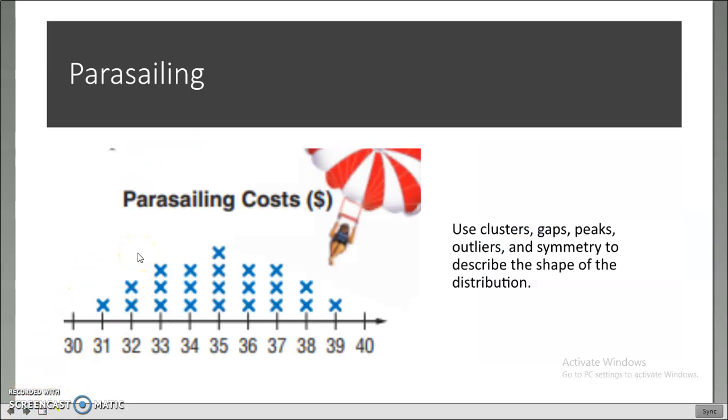All right, so let's do some examples, of course. We're going to use clusters, gaps, peaks, and outliers, and symmetry to describe the shape of the distribution. So if I look at clusters first, I can see that there are no gaps, and it's all clustering between 31 and 39. So clusters are sometimes thought of as a range. There is one peak, so it's unimodal, and the peak is here at 35. There aren't any outliers, and it looks like it's symmetric. If I cut right down here in the middle, it looks exactly the same on my left side and on my right side.